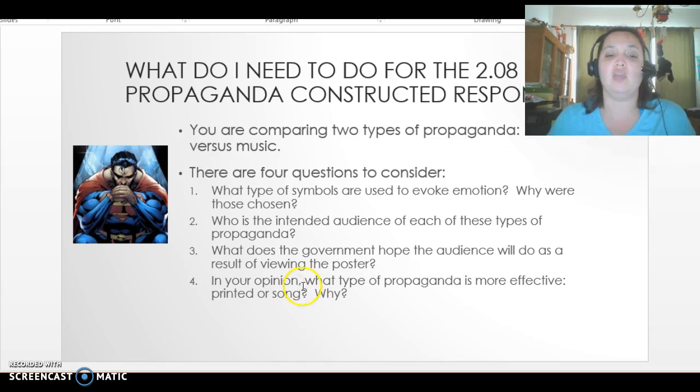And then the last thing, in your opinion, what type of propaganda is more effective, printed or song, and why? That's up to you. You get to choose what you think, and there's no right or wrong answer as long as you can give us at least one, at least two reasons, I would say, for why you made the choice.